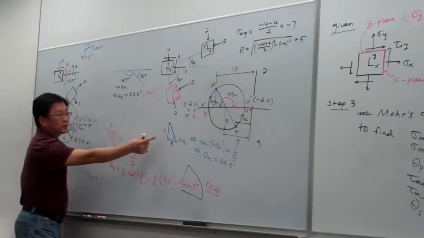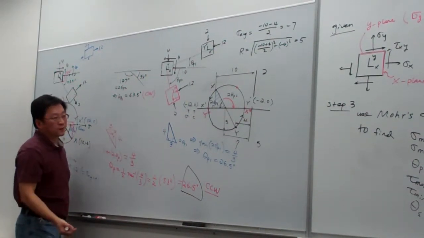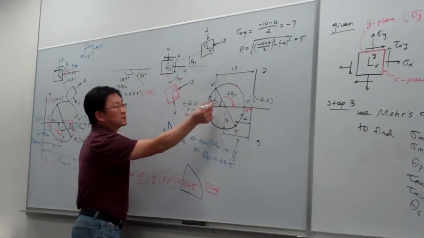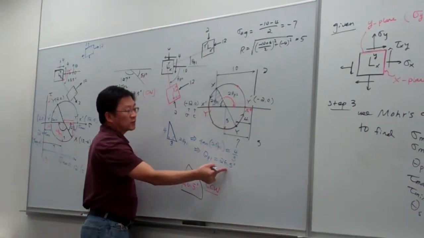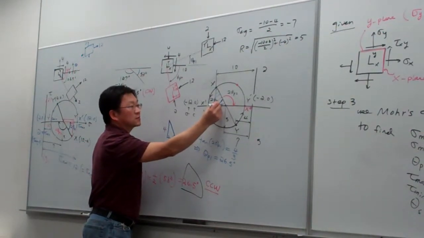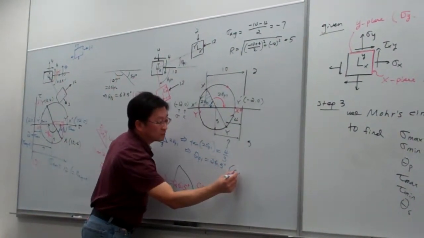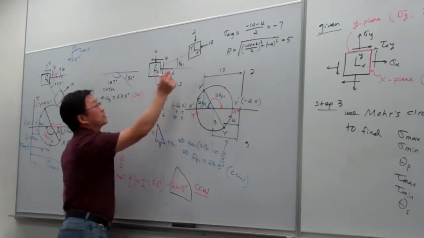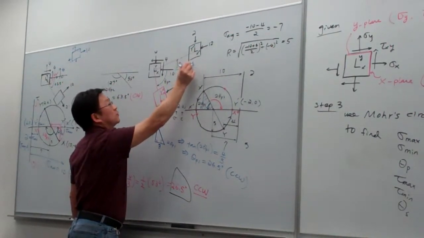Okay, and this one has a similar calculation to this one. For this case, you can see the magnitude is 26.5 degrees. In which direction? Counterclockwise direction. So this one is equal to 26.5 degrees.